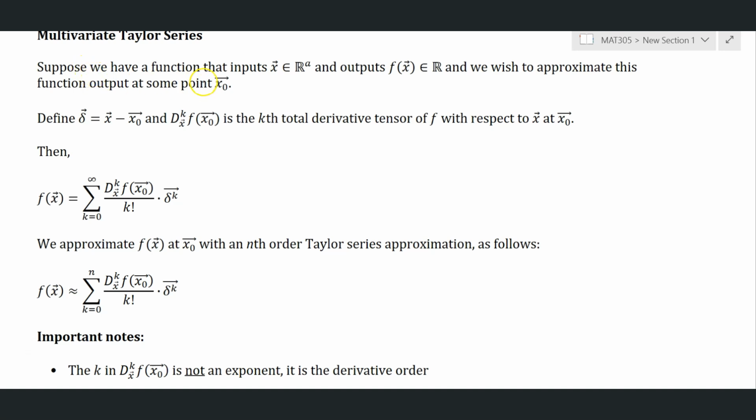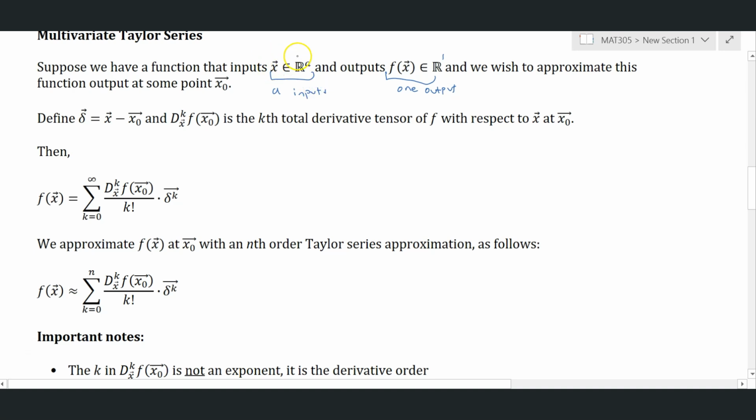So suppose we have a function that inputs a vector. If I'm reading this in the English language, I would say a vector that has A components in it. So it has A inputs, like x1, x2, x3, all the way up to xa. If A is 100, it would have 100 inputs. And it outputs a function value, which is just a real number, so it's only going to have one output. Notice this is the same thing as R1. So one output, and there will be A inputs.